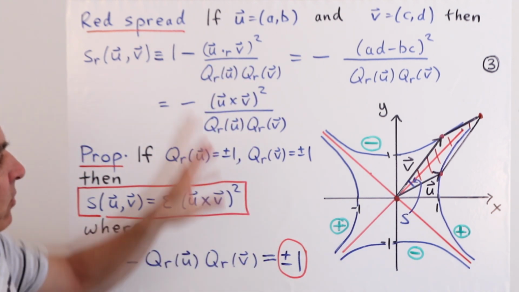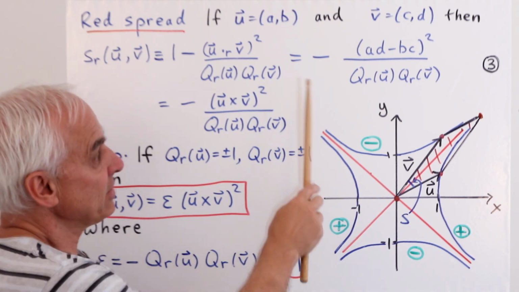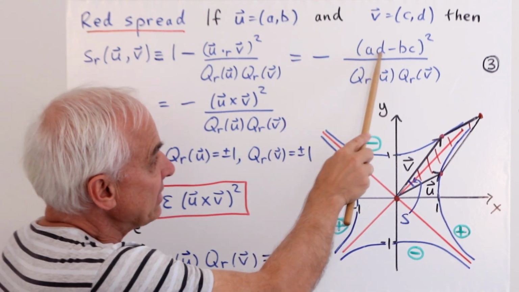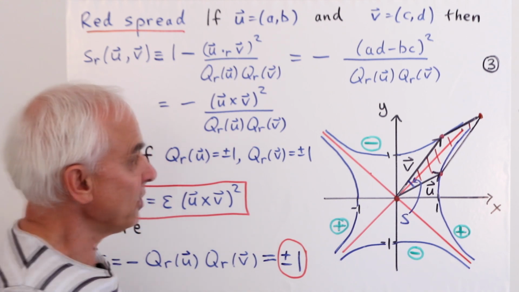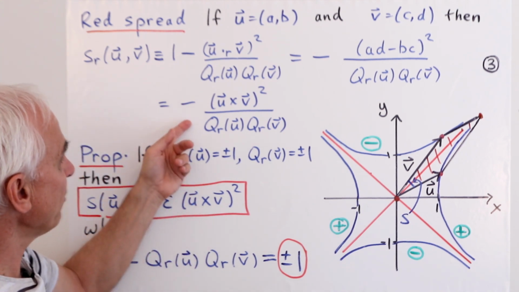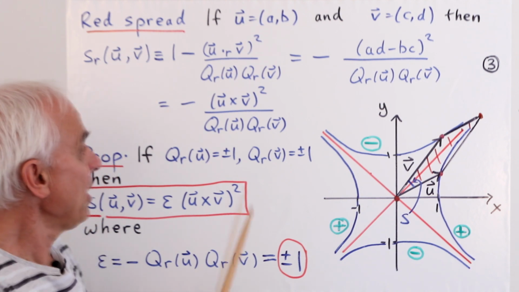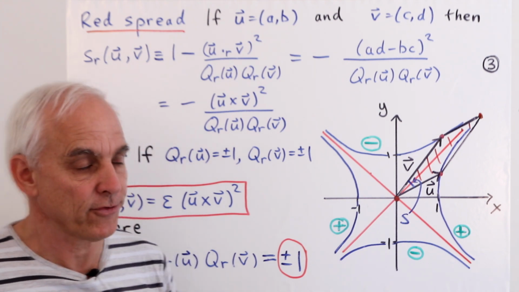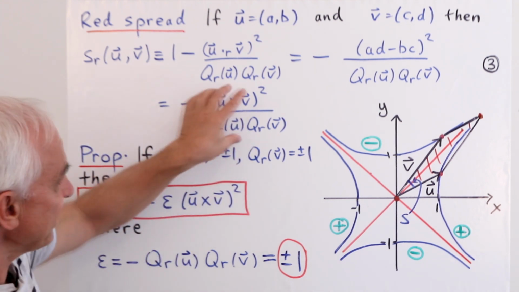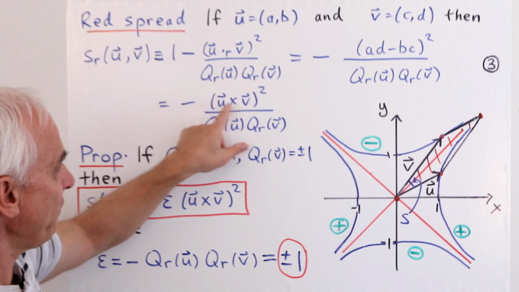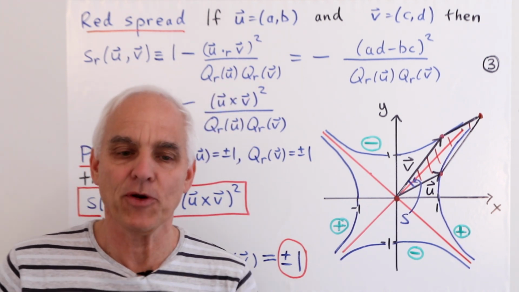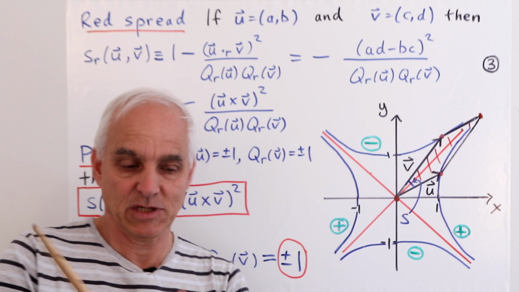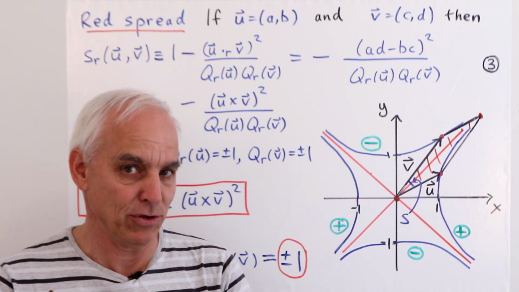We saw that this could be rewritten using a pleasant formula analogous to the Fibonacci formula as minus AD minus BC squared divided by the product of the quadrances. Or if we want to write it directly in terms of the vectors u and v, minus the cross product squared divided by the product of the quadrances. This second interpretation, involving the u cross v in the numerator, allows us a very pleasant geometrical interpretation of the red spread, just as we saw in the blue situation.